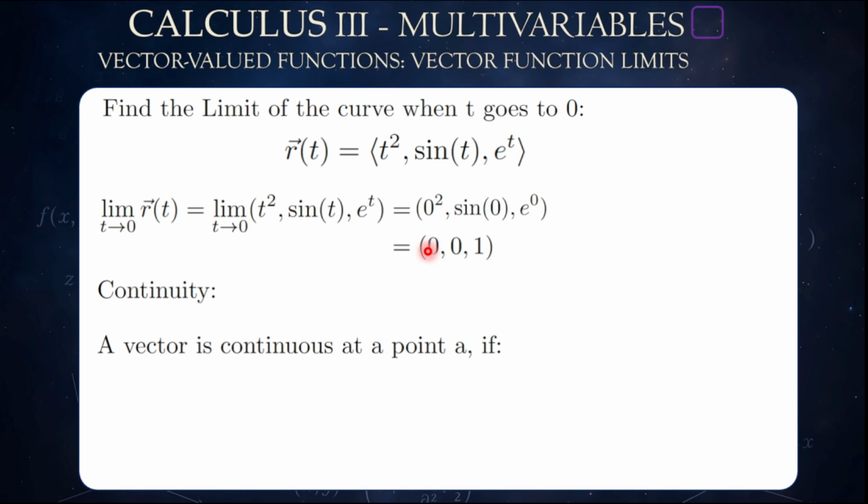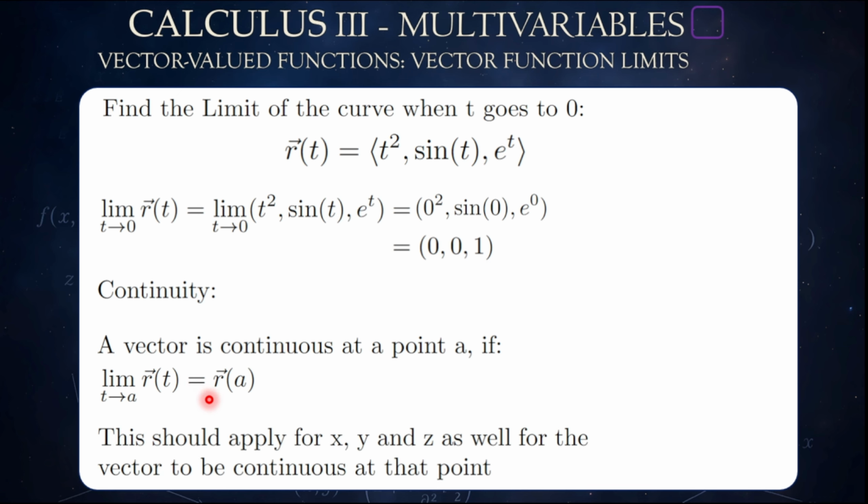Now continuity. What is continuity? A vector function is continuous at a point a if and only if the limit at that point, limit of r of t when t goes to a, is equal to r of a, a finite value. So this should apply for the three components x, y, and z as well, for the vector to be continuous at that point.